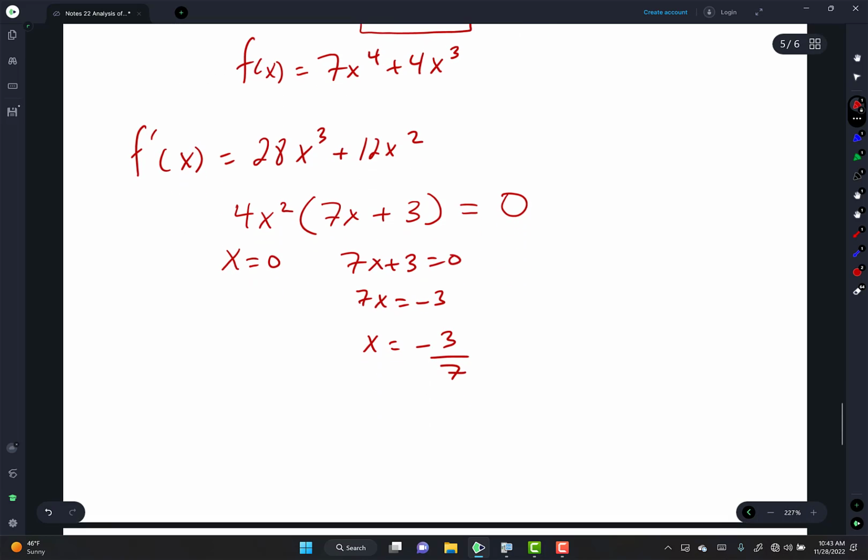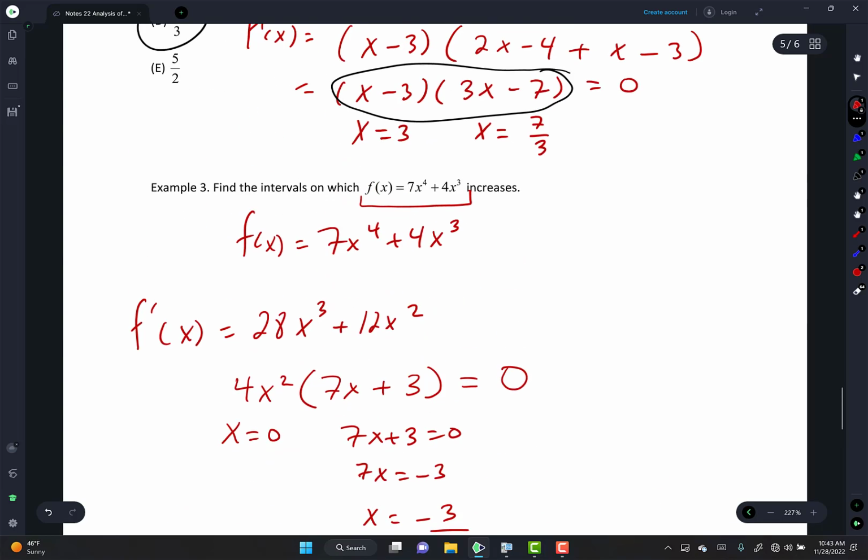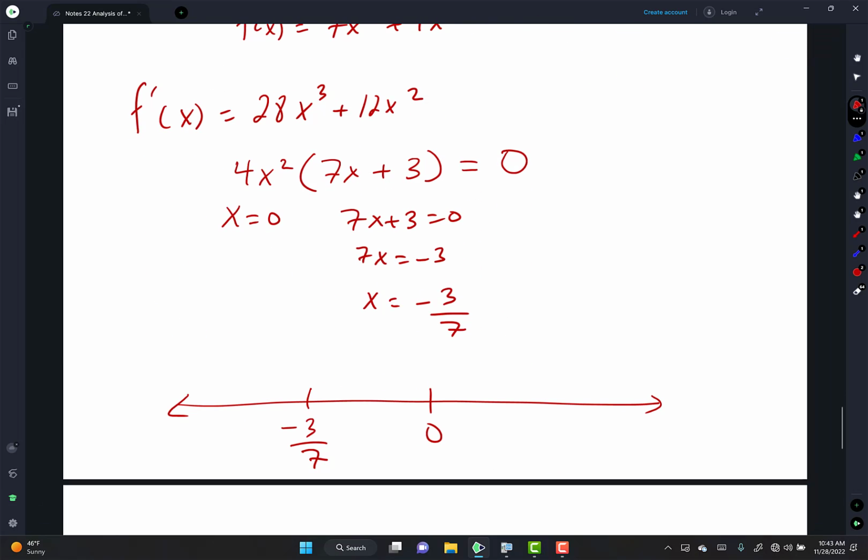Here's my row tracks. Here's a 0. Here's a negative 3/7. I don't see any mistakes at the moment. Nope, no mistakes. I'm going to choose a number to the left of negative 3/7, like negative 1 or negative 2. It doesn't matter. The 4x squared will always be positive, so you don't even have to worry about that. 7 times negative 1 is negative 7, plus 3 is another negative number. Negative. Does everyone see how we got that?